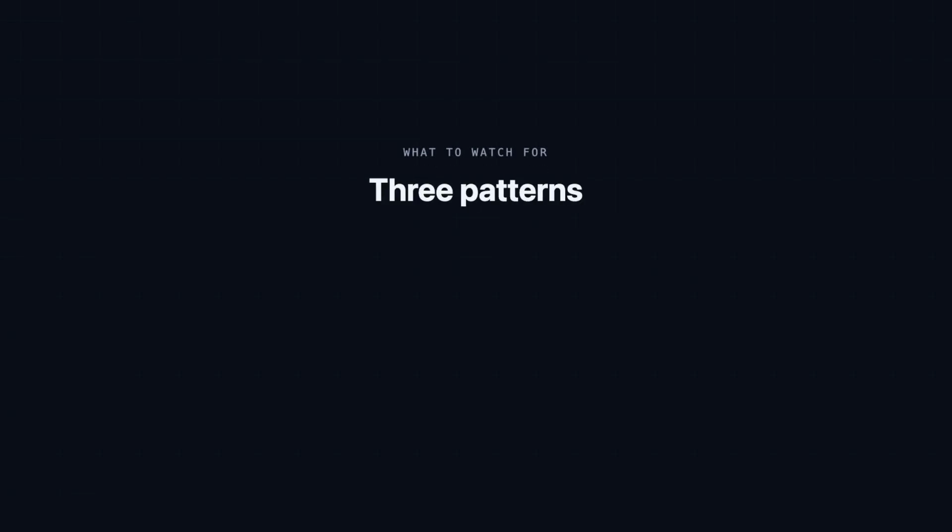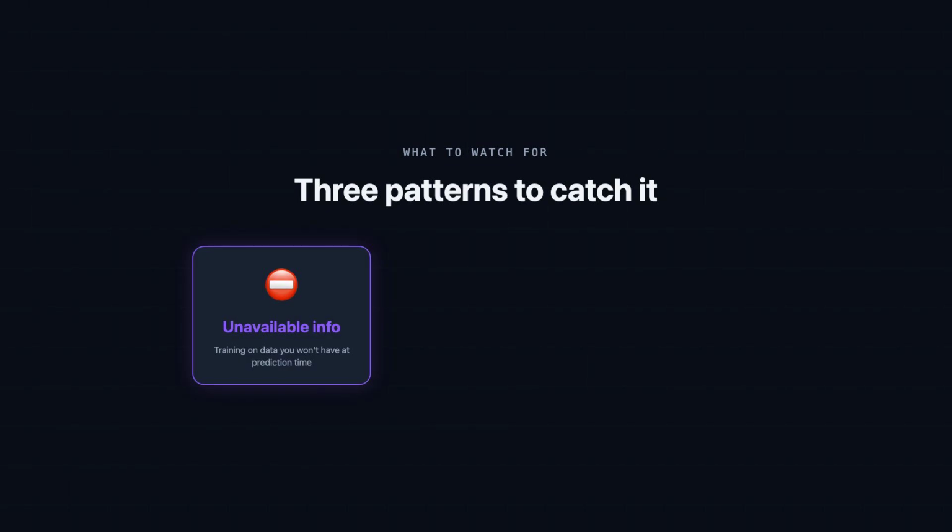Alright, let's pin down the 3 patterns you most need to watch for. First, the root cause is always the same: training on information you simply won't have at prediction time. If a feature couldn't possibly be known at the exact moment the model runs for real, it has no business being anywhere in your training data. That one question catches most leaks.